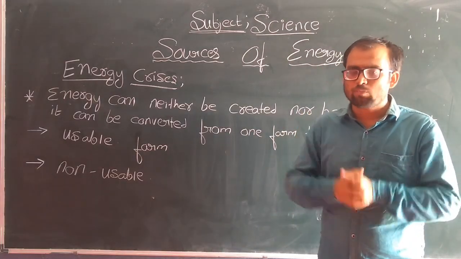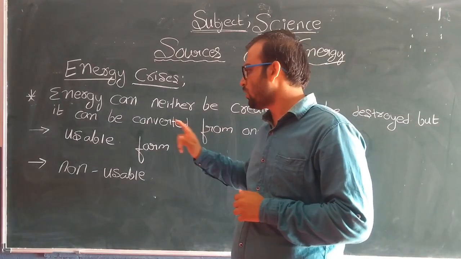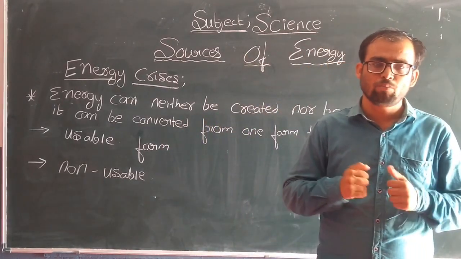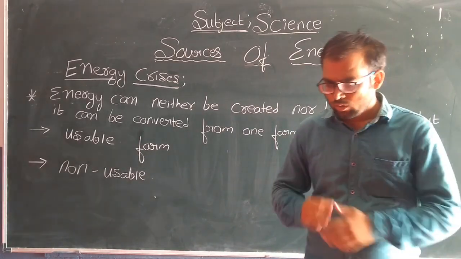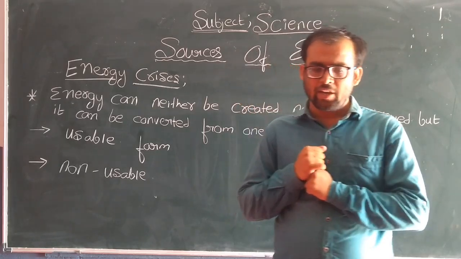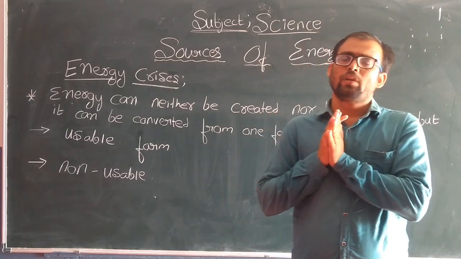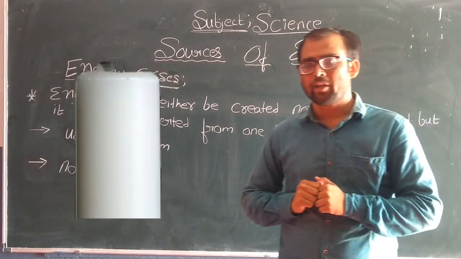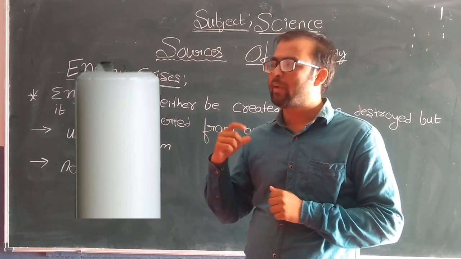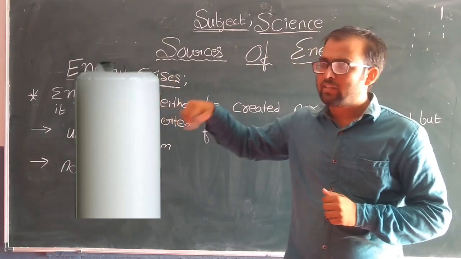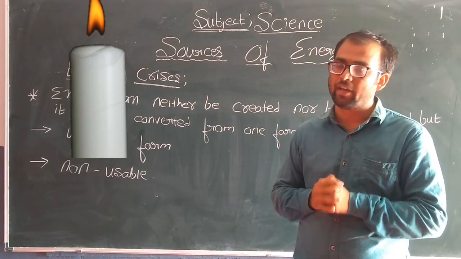At this point, students, you can think that energy is of two types: one is usable form of energy and the other is non-usable form of energy. Let me tell you one example. We'll take the example of a candle. Now a candle is made up of wax, which holds chemical energy. When we light the candle, the chemical energy is converted to heat and light energy.